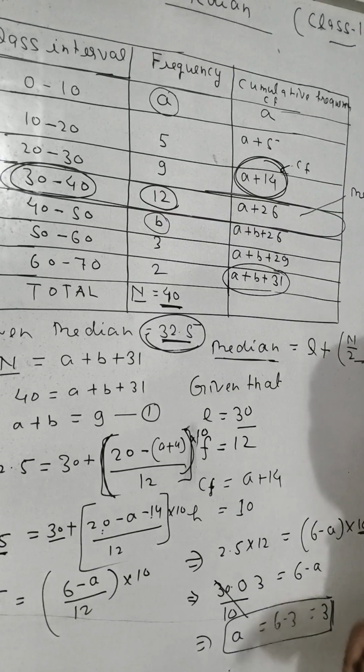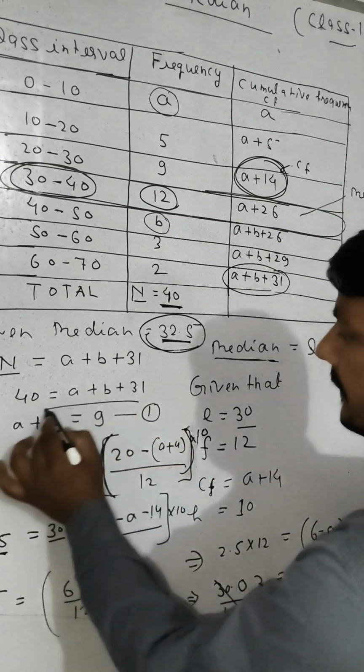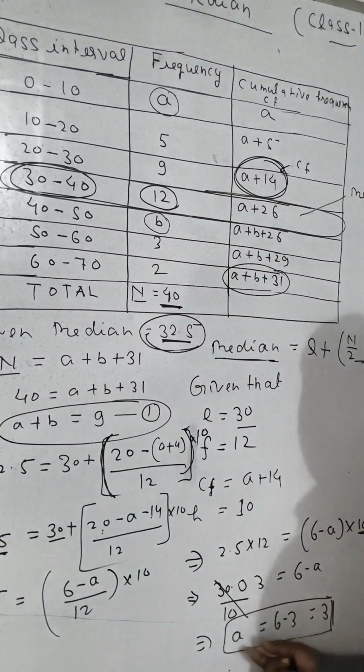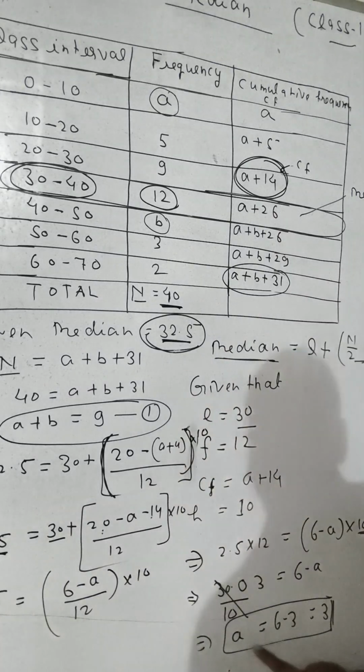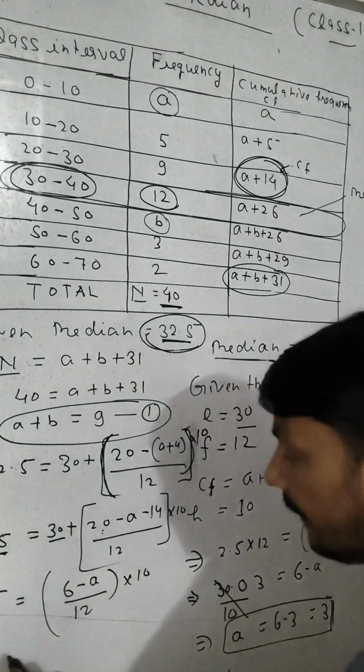And how will you calculate the value of B? For that we need the first equation. Put the value of A in the first equation. We have A plus B is equal to 9. A means 3, so 3 plus B is equal to 9. So B is equal to 9 minus 3, which becomes 6. So these are A and B, the missing frequencies of the given data.